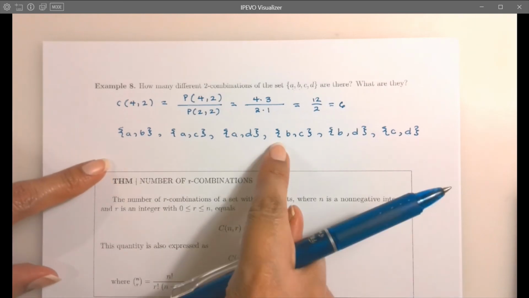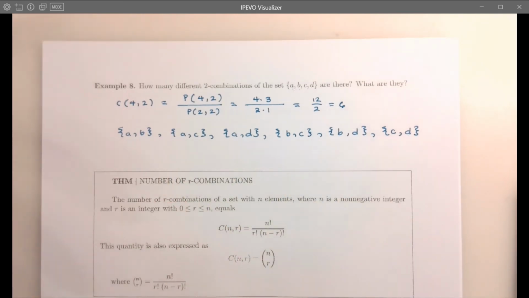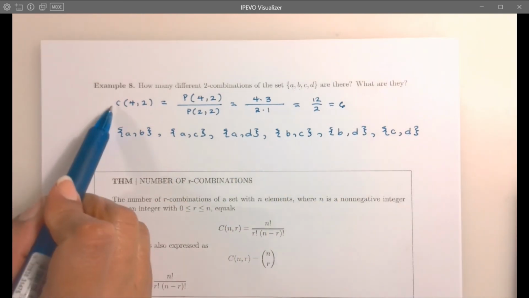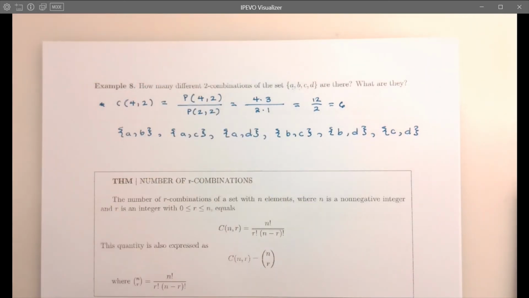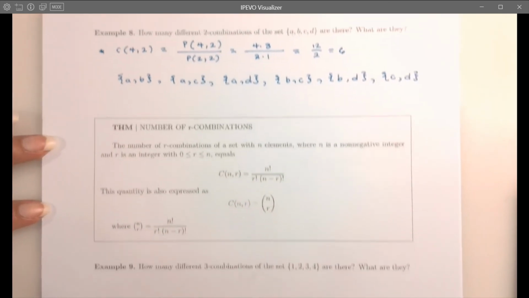So if we now count how many of those subsets there are, there are 6, the same number that we got simply by that counting mindset that we developed earlier.